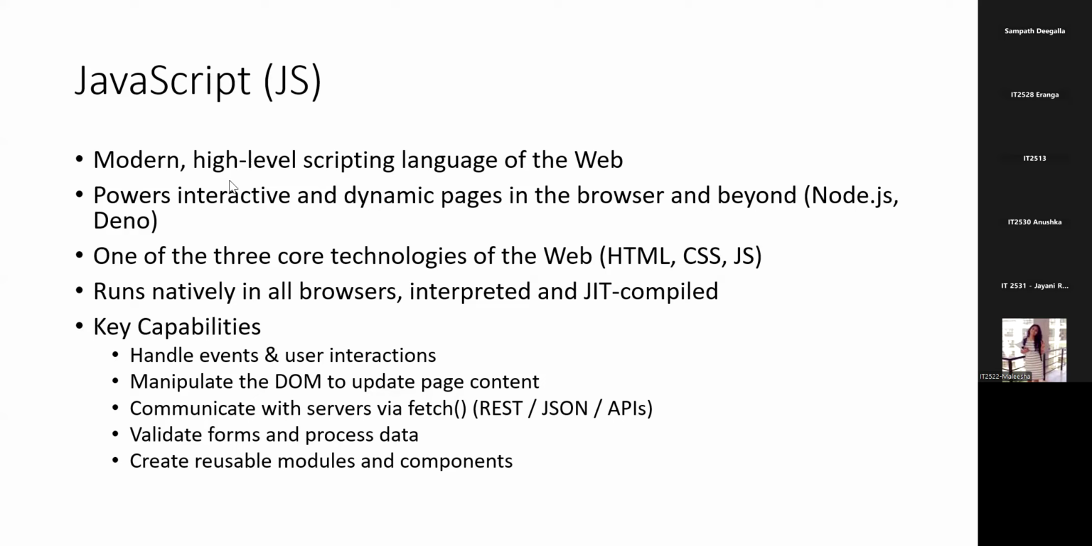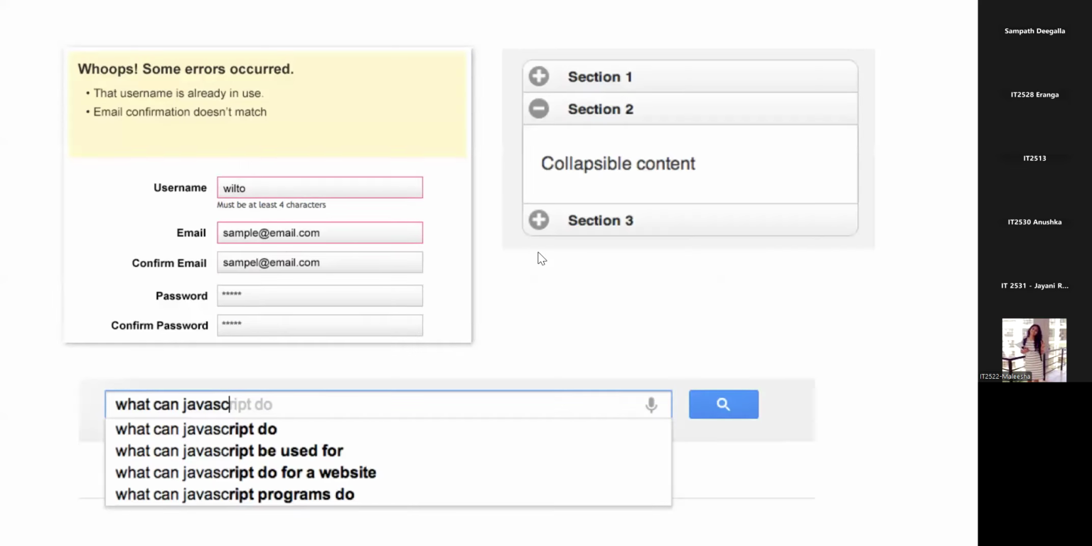And the final one is that you can create reusable modules and components, which is a core part of web development nowadays. So here are some examples. In the first part here, you will see form filling, something that you normally witness when you're trying to enter something. You are giving feedback to the users, especially validation.